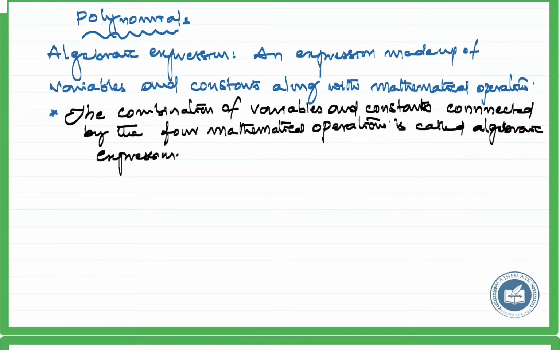Here you can write an example. The definition itself gives the information regarding what an algebraic expression is. It contains variables and constants. Suppose here you see 3x cube, 4x square plus 3 upon x plus 4. This is one algebraic expression.